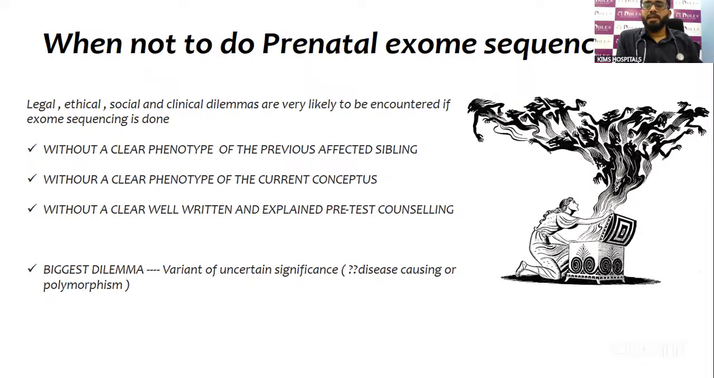If you do a prenatal exome sequencing, as you see in the picture, this is Pandora's box. If you open the box, you don't actually know what to do with it because you have more problems than before. So without a clear phenotype of the previously affected sibling, never venture into prenatal exome sequencing. For example, a couple has a previously affected child who has passed away, and the child definitely had some genetic disorder. You don't have a clear-cut diagnosis in the previous child, and now the mother comes to you at three months, or maybe 15 or 16 weeks, without a clear phenotype of the previous sibling.